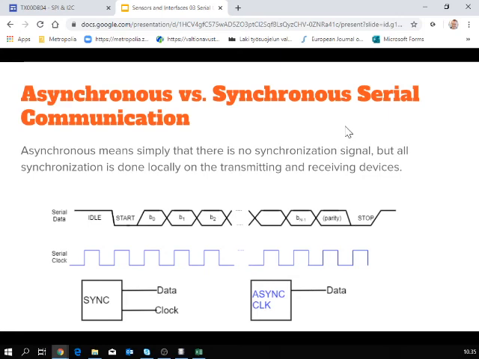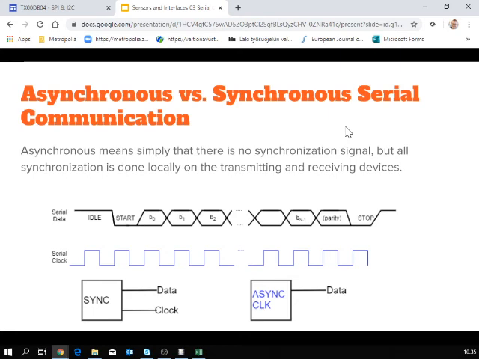And then synchronous has data and clock signals on the devices. So basically, there is a common clock rate for receiving and transmitting, which makes this one basically easier to implement on hardware.